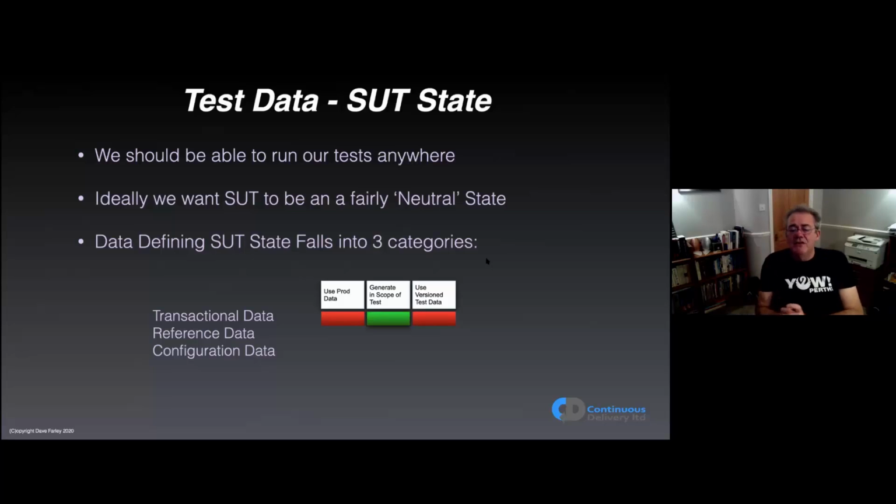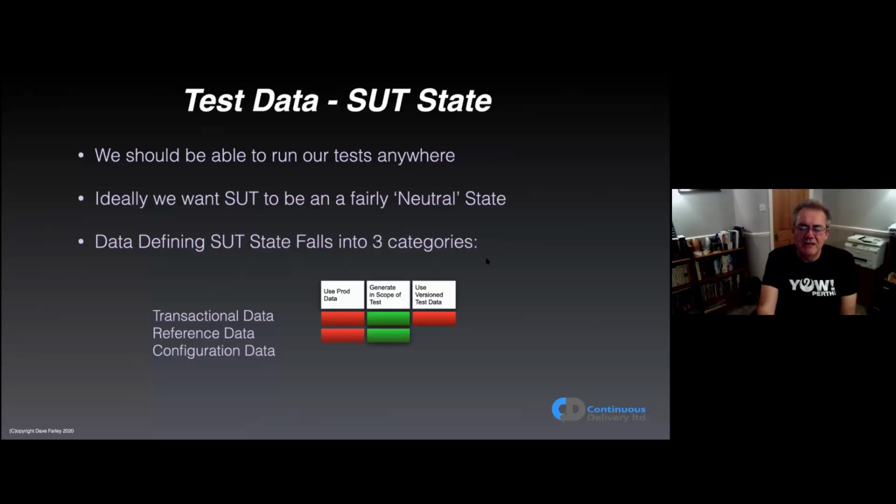Last, we don't want to use versioned test data because, again, that's too generic. It's likely to be shared between test cases, and that's a danger because we're going to leak information between tests, and we're going to compromise the repeatability of our test cases. I want to be able to run any test over and over again and get the same results every time. And that means the simplest, best way of doing that is to generate data in the scope of a test.